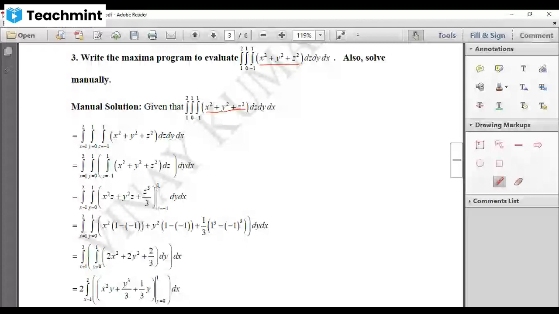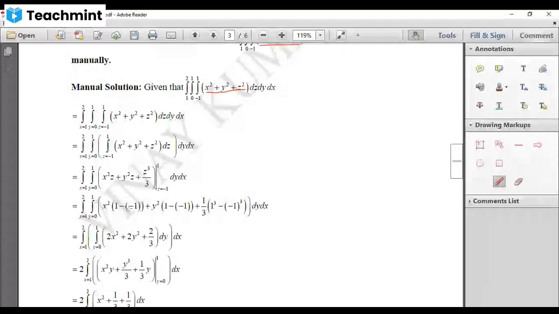Apply that. x square into upper limit 1 minus lower limit minus 1, plus y square into upper limit 1 minus lower limit minus 1, plus 1 by 3 into upper limit 1 minus lower limit minus 1. Now 1 minus minus 1 is plus 2. So 2x square, 2y square, and this is 2 by 3. So 2 is a common factor. Let me take out 2 outside.